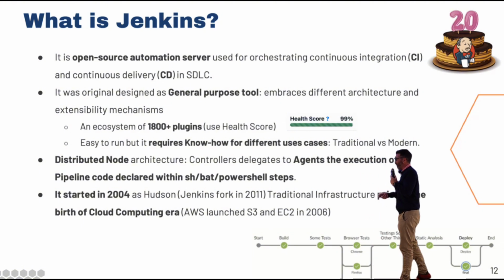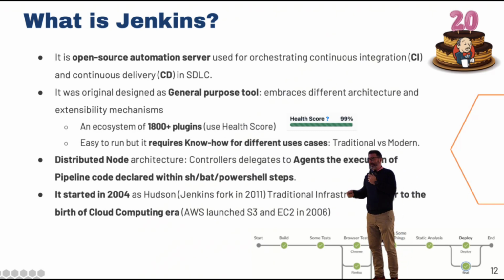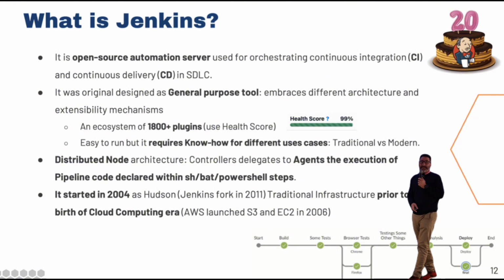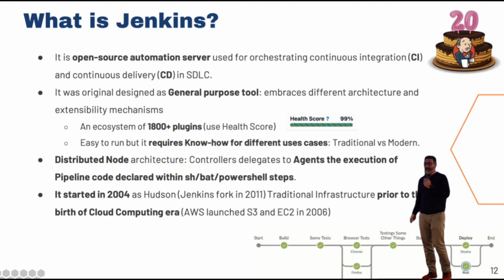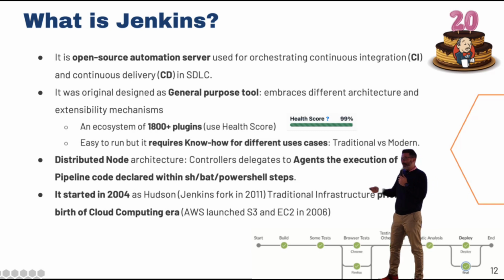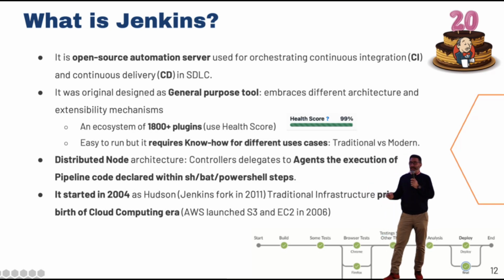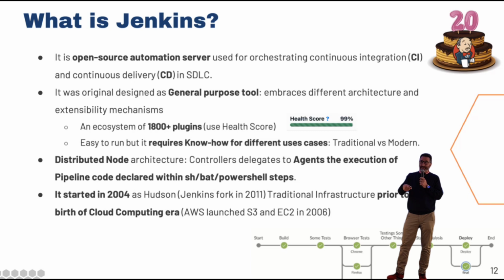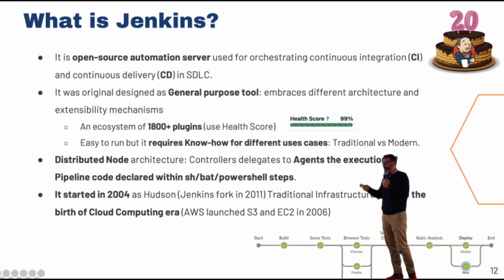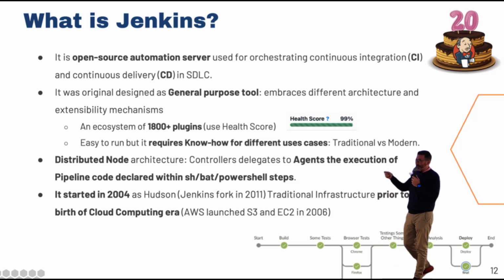Jenkins was created as a general purpose tool, for the good and for the bad. That means that it has embraced different architectures and extensibility mechanisms. Today Jenkins has more than 1,800 plugins. It's too much. Many of them are either donated or the contribution efforts have decreased. So that's why the health score feature was released.